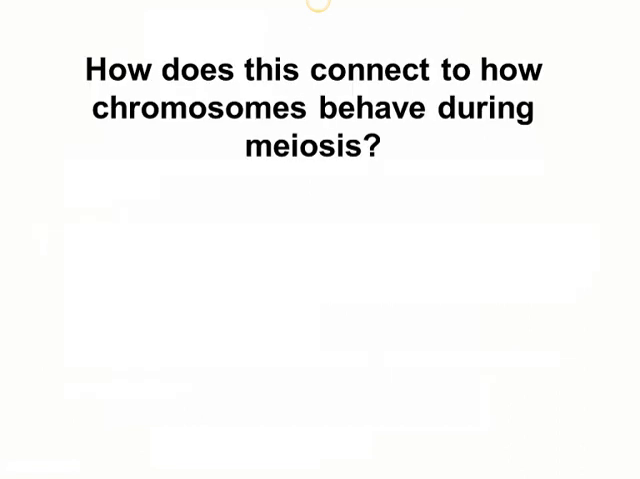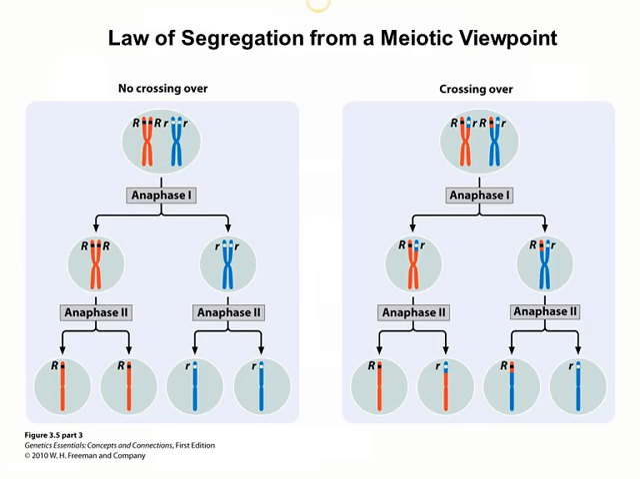Now, how does this connect to the way the chromosomes behave during meiosis? From a meiotic standpoint, the law of segregation is really talking about how the homologous chromosomes are separated. And the homologous chromosomes are primarily separated in anaphase 1. Okay, that's the moment when the 2 homologous chromosomes are separated or pulled apart from each other. And then in telophase 1, that finishes the process.